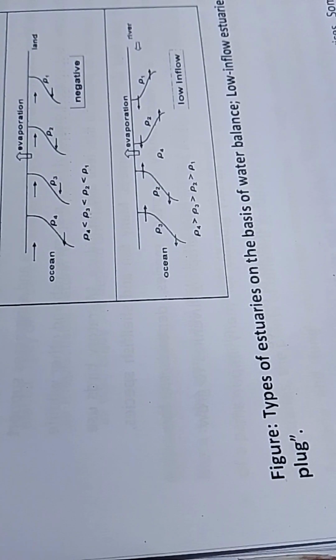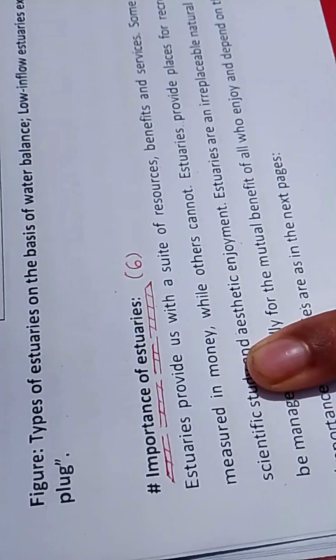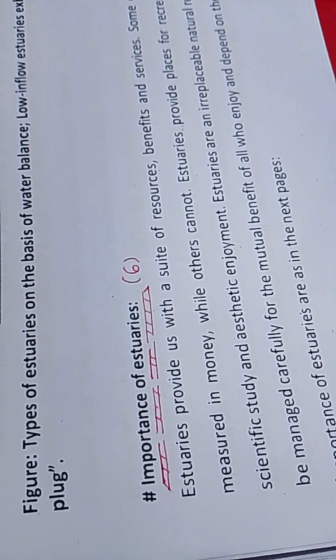Importance of estuaries. Estuaries provide us with a suite of resources, benefits and services. Some of these can be measured in money while others cannot. Estuaries provide places for recreational activities, scientific study and aesthetic enjoyment. Estuaries are irreplaceable natural resources that must be managed carefully for the mutual benefit of all who enjoy and depend on them. However, the importance of estuaries is covered on the next page.